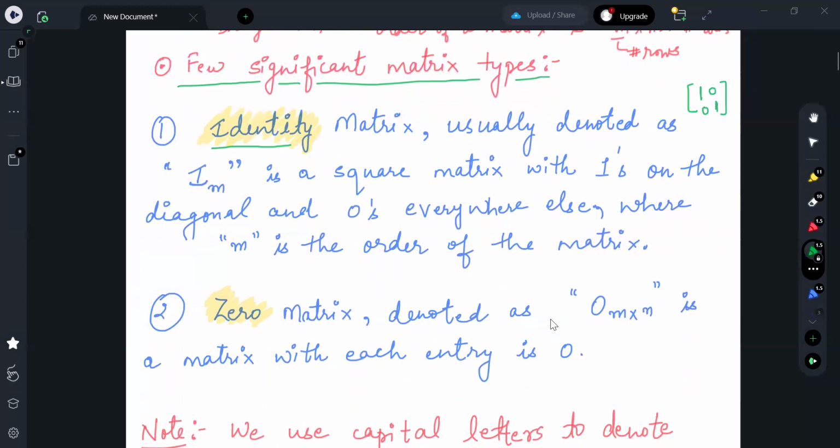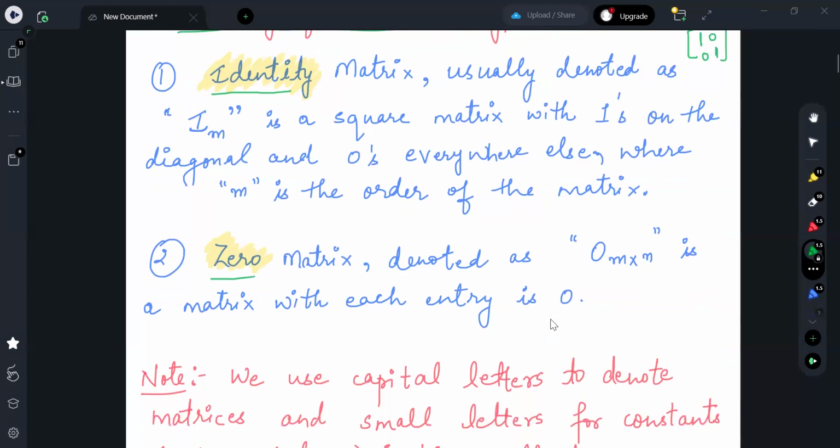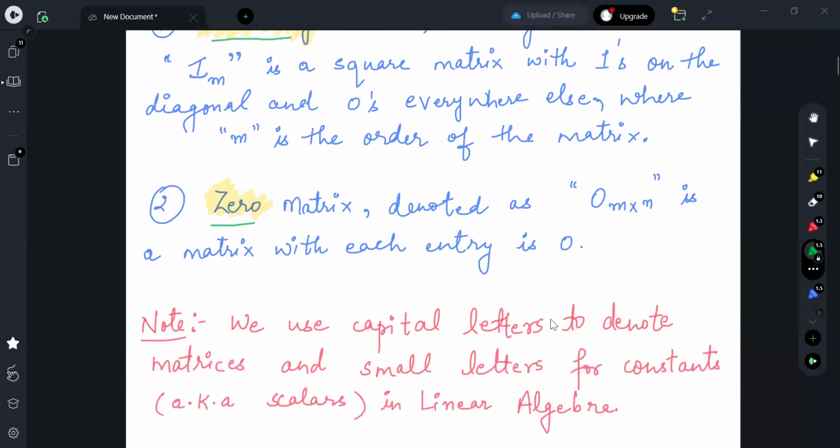What is a zero matrix? Zero matrix could be rectangular. Each entry will be 0, right? Just as the name signifies. Any matrix which has all entries 0 is known as a zero matrix. We usually denote a capital O or a big 0 to denote a zero matrix.